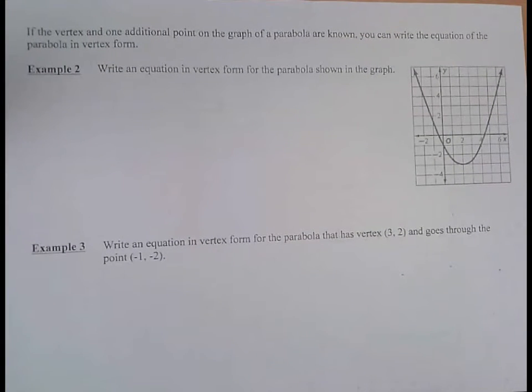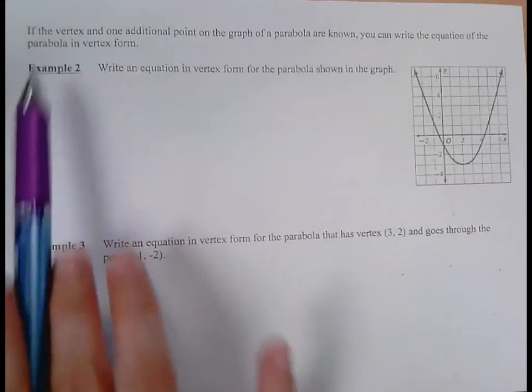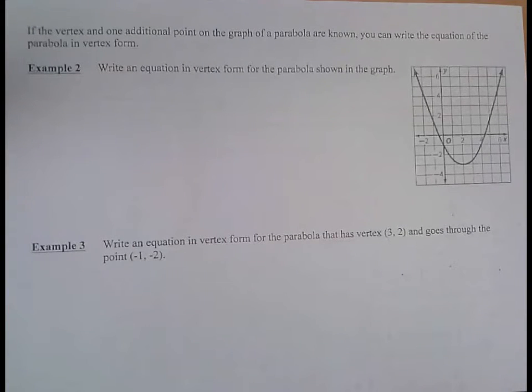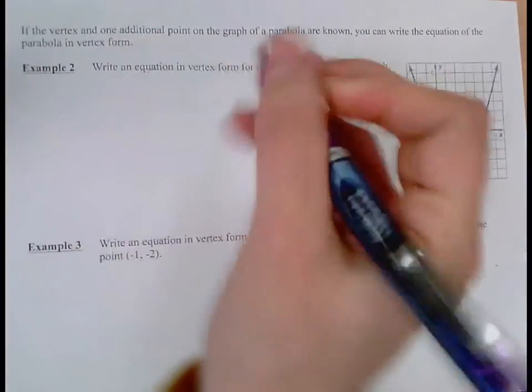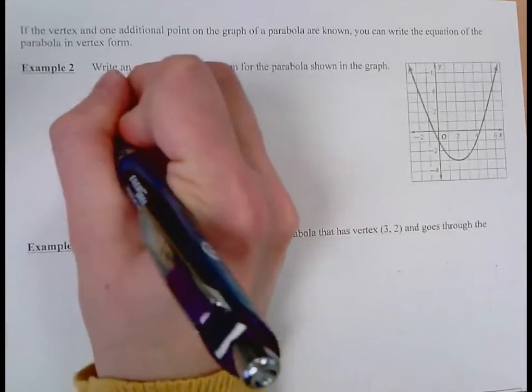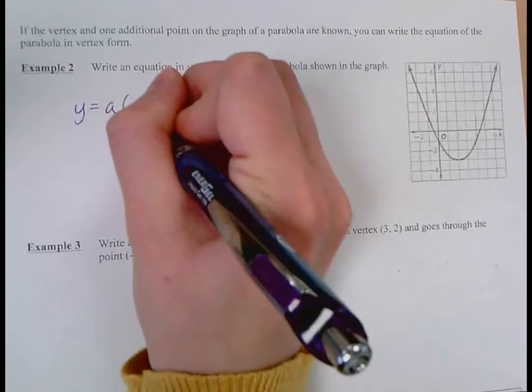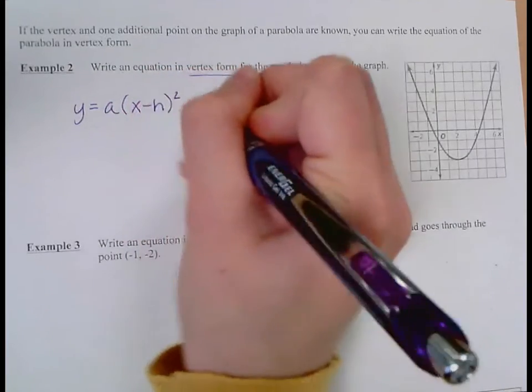So for example 2, this is still writing an equation in vertex form, but you are not given an equation. Instead, you are given a graph, but you can write an equation in vertex form as long as you know the vertex, or at least can find it from a graph, and you know one other point the parabola goes through. Example 2 says to write the equation in vertex form for this parabola shown in the graph. I'm just going to write down the formula for vertex form: y equals a times the quantity x minus h squared plus k.